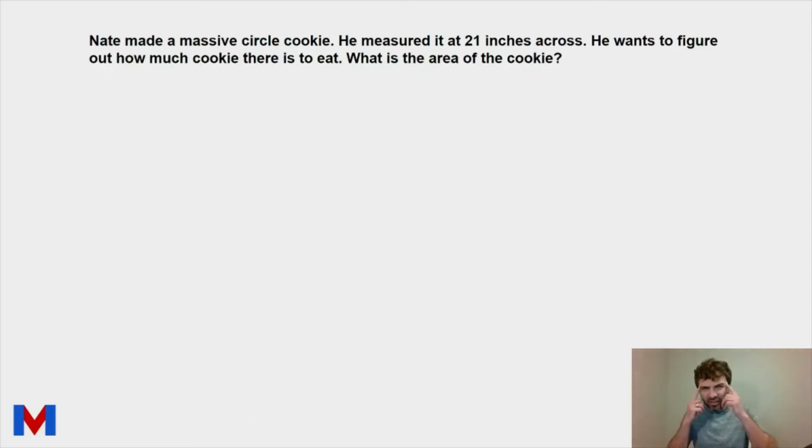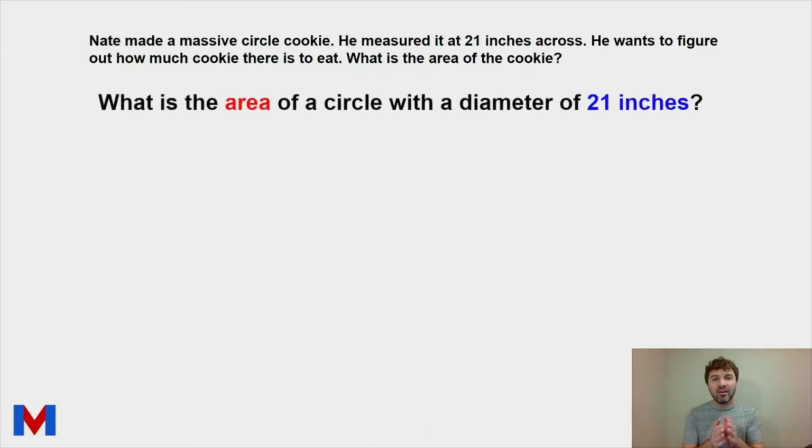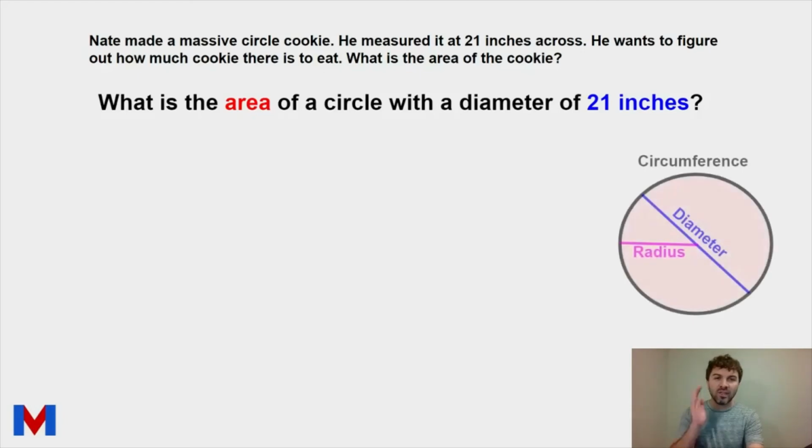This one doesn't take a lot of thinking because it asks us the question, what is the area of the cookie? However, we're going to add on, what is the area of the circle with a diameter of 21 inches? Okay? So again, we have all the parts of a circle there, but this time we're given the diameter, that distance all the way across.